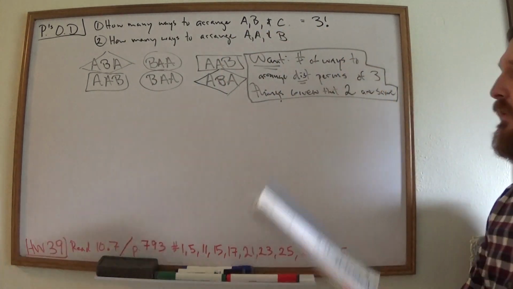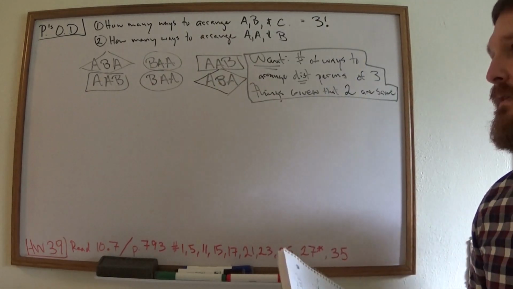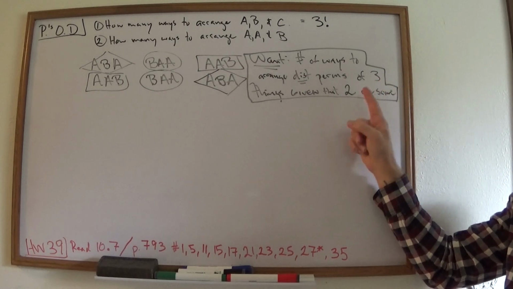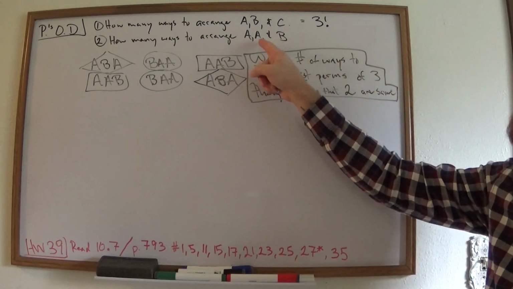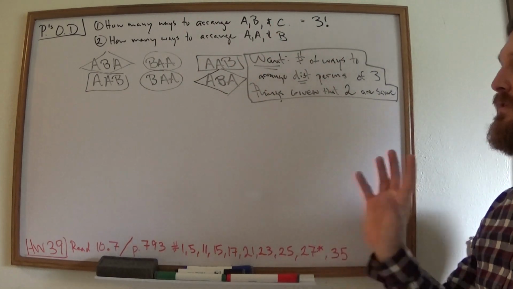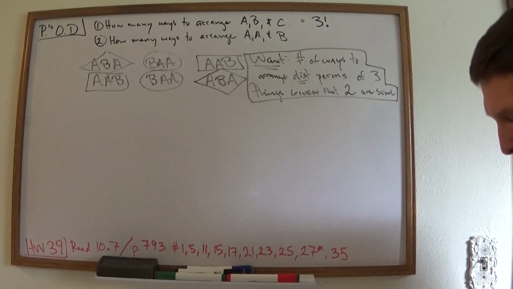And what we're going to do is get a formula for that in this specific case. Then we're going to generalize and say instead of 3 things, we're going to have n things. And instead of 2 of them being the same type of thing, we're going to say that r of them are of the same type. But we're going to start simple with this, okay?